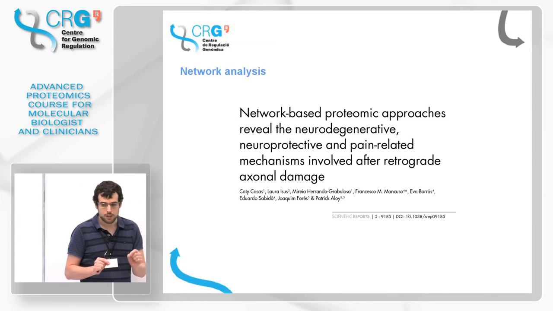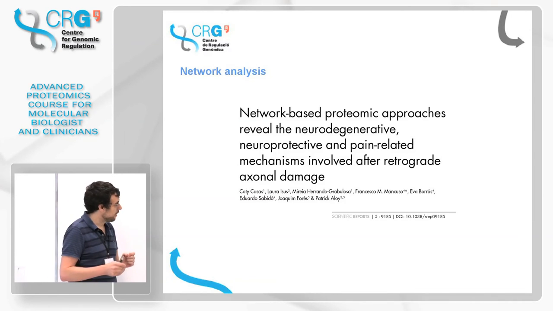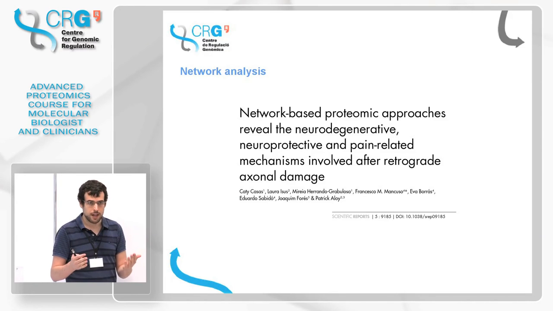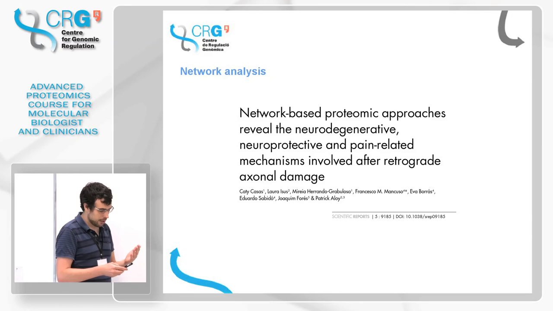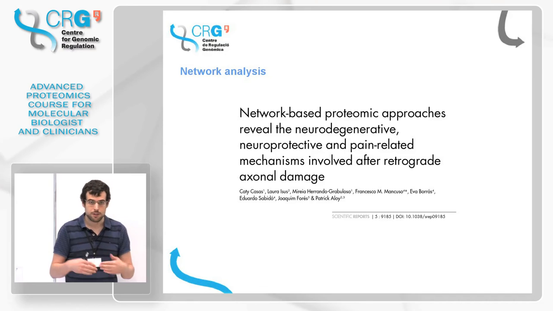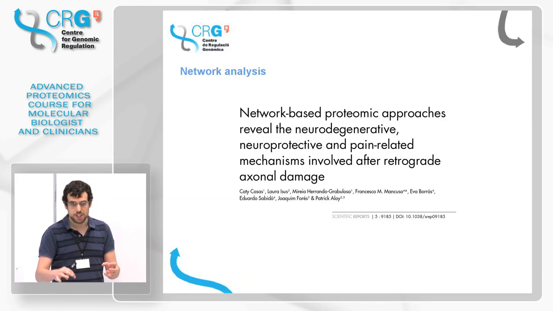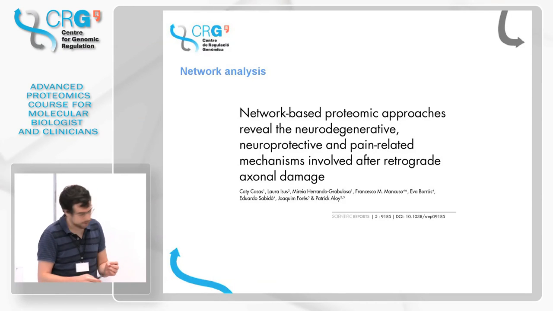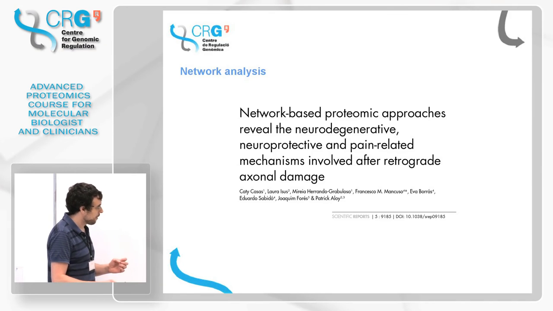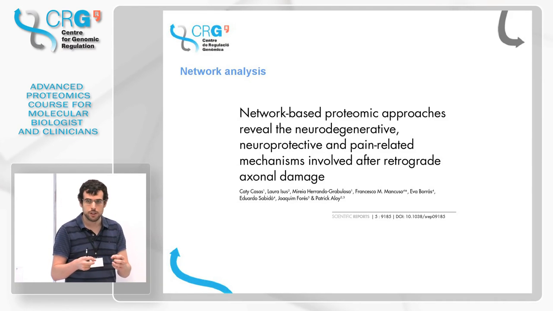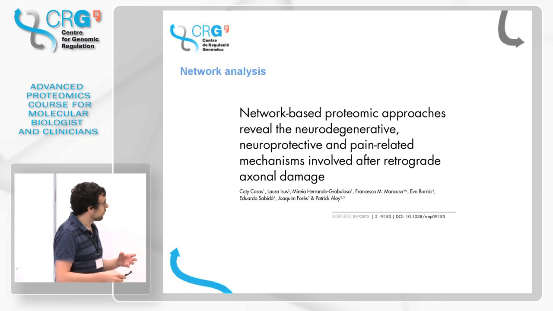And here, what we know is that when there is axonal damage, there are two ways in which the cells can react. One way is neurodegeneration, and the other one is the repair, right? So that cells repair this damage, okay? And we were lucky to have a model, a control for degeneration and a control for regeneration. And what we did is we identified several subnetworks, so groups of proteins that work together in these two processes, the regenerative process and the degenerative process.